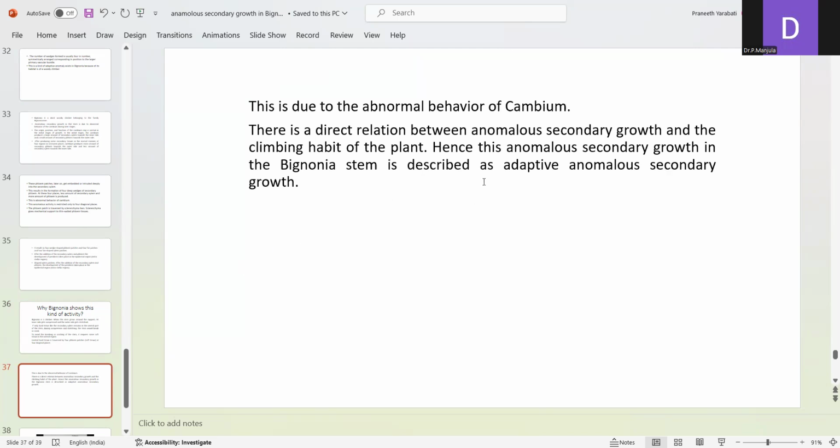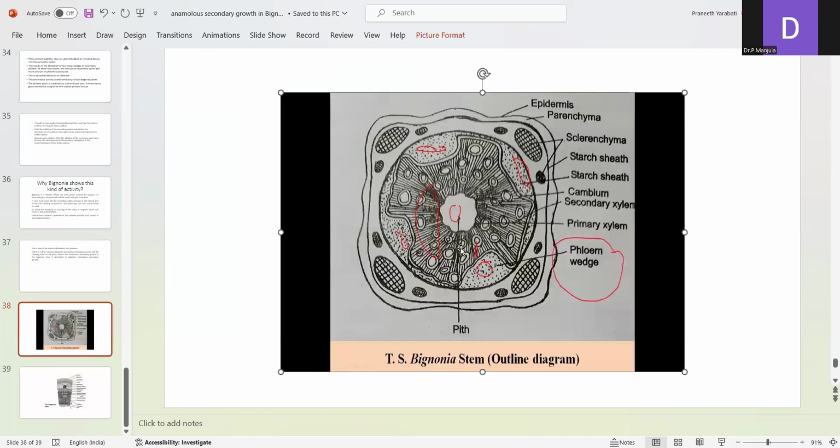Due to the presence of this anomalous secondary growth, it is helpful to the plant. It cannot break easily due to the presence of this phloem. This is the Bignonia stem, with the 4 regions showing the phloem wedges. This one is the primary xylem and this one is the secondary xylem, with less amount of secondary xylem here. Here are the sclerenchyma patches and the starch sheath in the endodermal region.